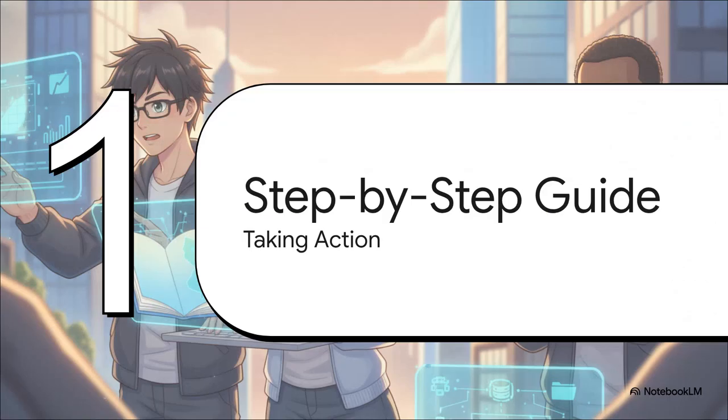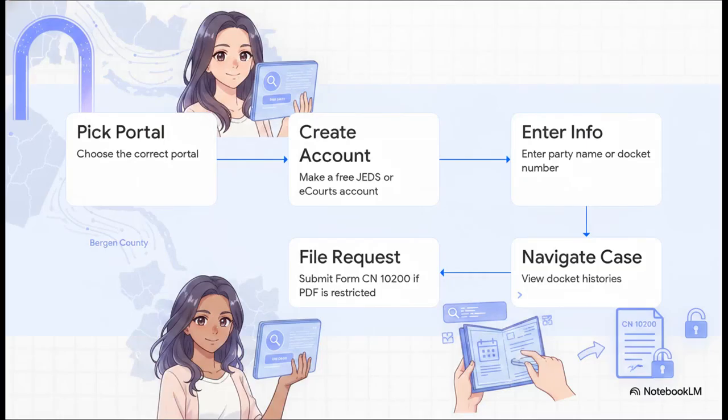All right, Section 3, Step-by-Step Search Guide. Let's talk about taking action. Here's your exact chronological roadmap. Step 1, identify the jurisdiction and choose the correct portal from that map we just talked about. Step 2, if you're searching civil files, you'll actually need to create a free account with JEDS or eCourts. It's totally free and the portal walks you right through it. Step 3, punch in your target's party name, the docket number if you happen to have it, or a property address. Step 4, once you get a hit, you navigate the digital case jacket to view the docket histories, scheduled hearings, and judicial orders.